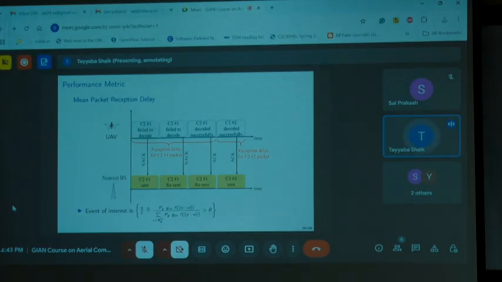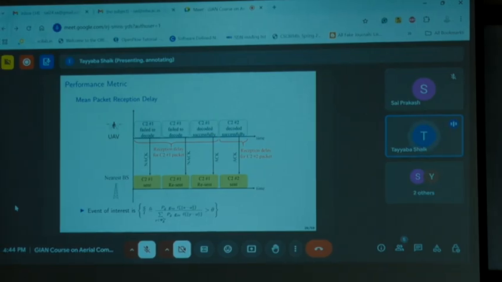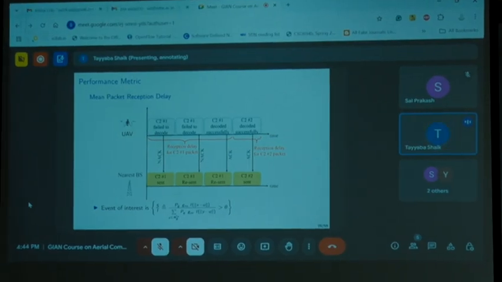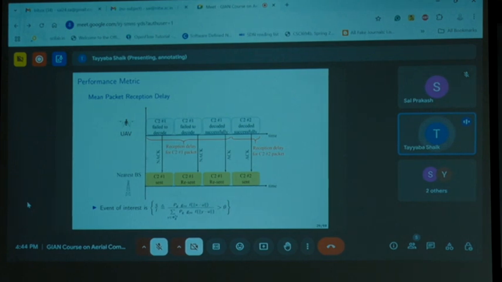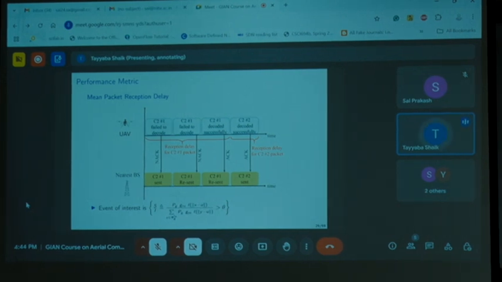So in time slot number 1, suppose the associated base station is trying to send a C2 packet to the UAV. Due to the reasons that were mentioned in the first slide of this talk, that is the fading or the shadowing, it is possible that the UAV may not decode the packet correctly. So it may fail to decode the packet, and it will send the negative acknowledgement in that case. Then the base station associated with this UAV will try to resend the packet in the next slot.